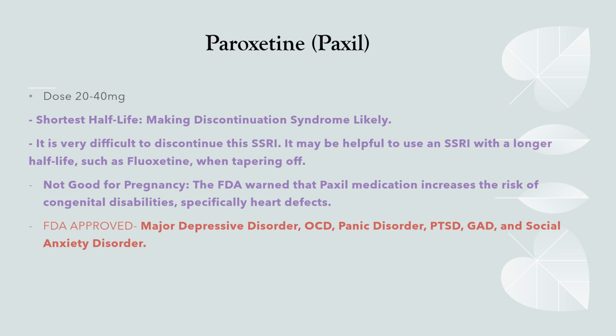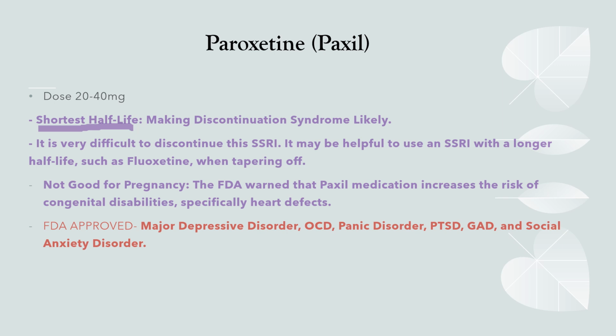Paroxetine, Paxil, the dose is 20 to 40 milligrams. As we noted previously, it has the shortest half-life of the SSRIs, making discontinuation syndrome very likely. So when discontinuing this SSRI, it may be helpful to actually pair it with a longer half-life medication such as fluoxetine when tapering it off.